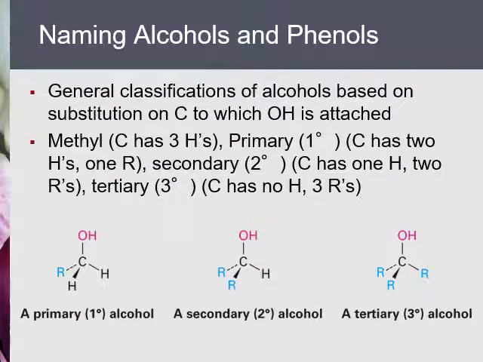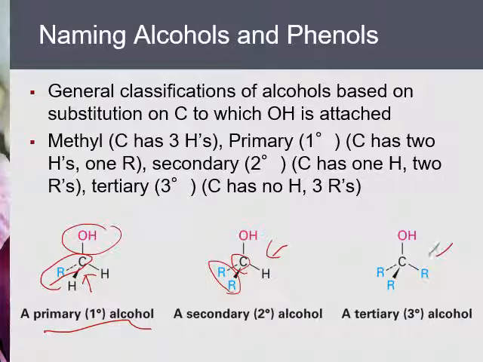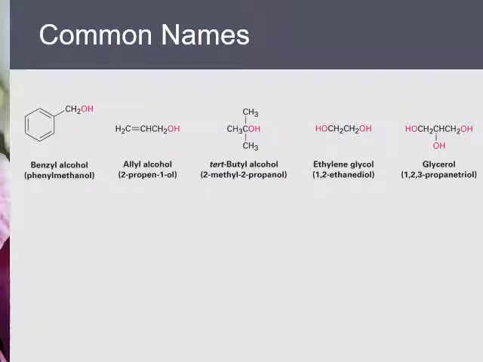An alcohol with the hydroxy attached to a primary carbon is called a primary alcohol. This carbon is primary because it is attached to one carbon. And this is a secondary alcohol because this carbon connects to two carbons. And this is a tertiary alcohol. Here are common names of some alcohols.